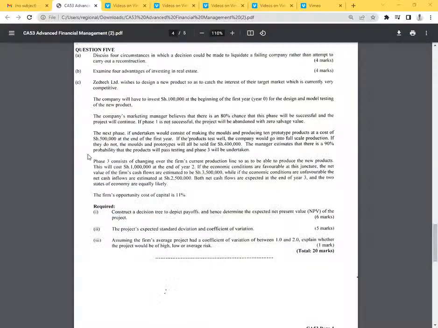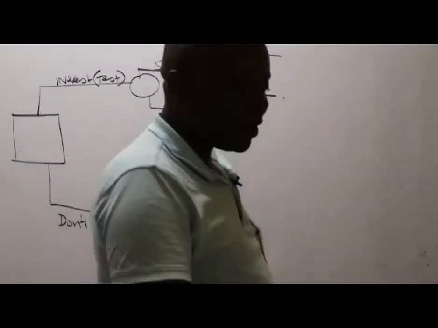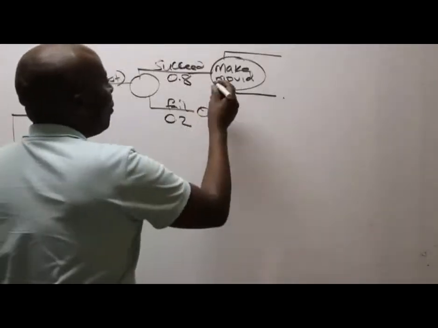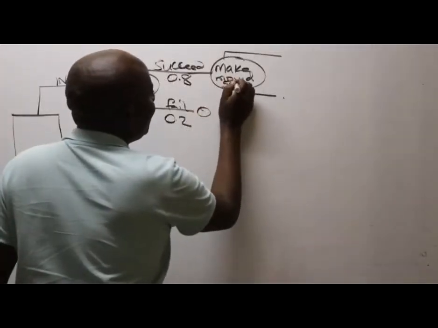That circle is premised on what we are told here, that the next phase, if undertaken, would consist of making the molds and producing 10 prototype products at a cost of 500. Let's capture this cost of 500. So the cost of making the molds is 500. I'll put this in brackets.